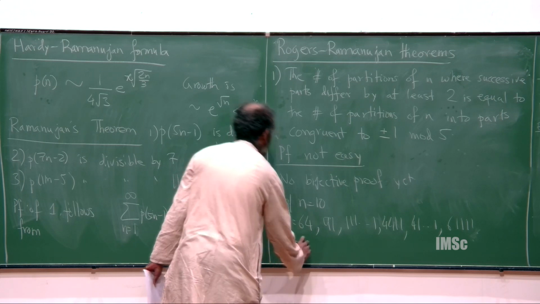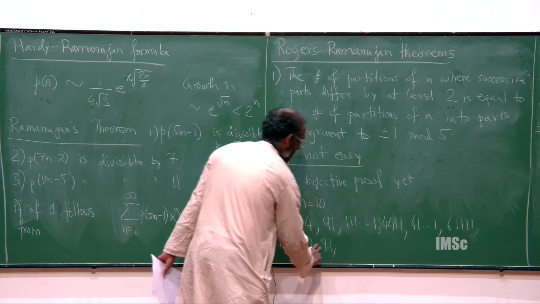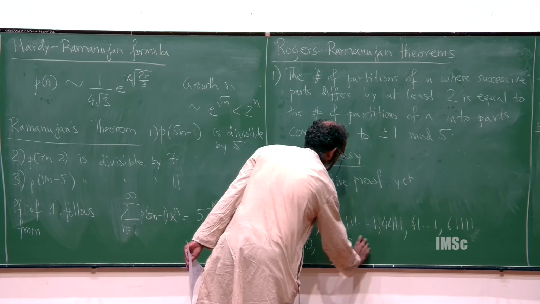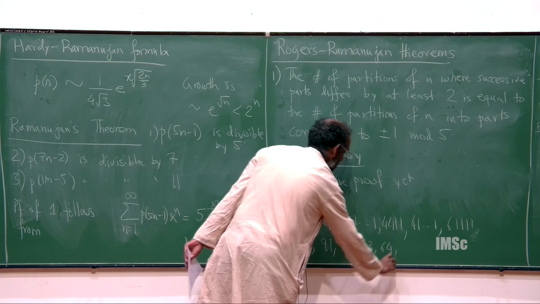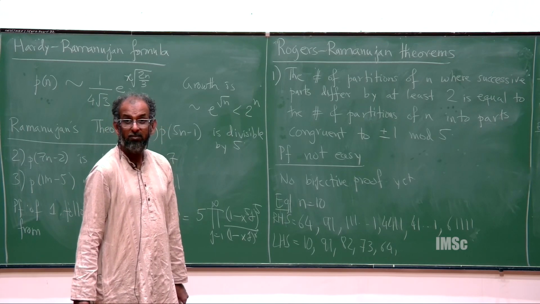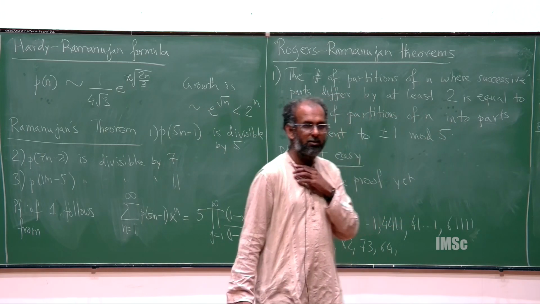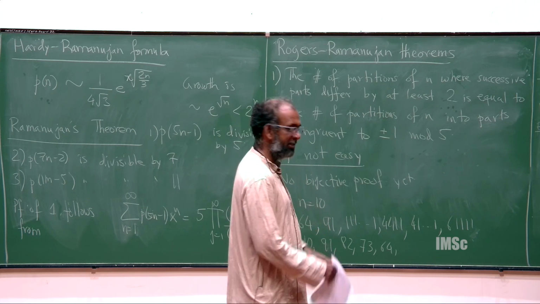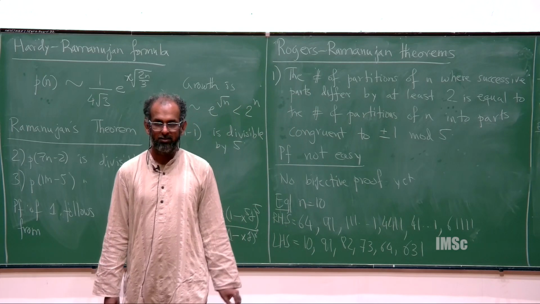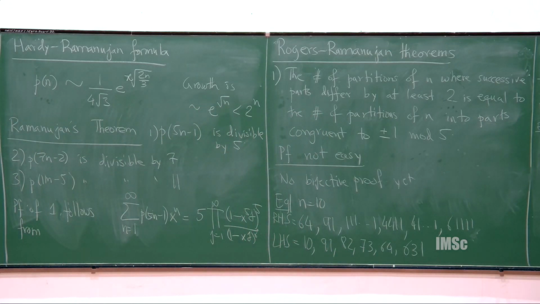And let's look at the left hand side. So I have 10, 9, 1. Right? Successive parts should have difference at least 2. But these are all okay. 8, 2, 7, 3, 6, 4. Anything else? 5, 5? No, difference should be at least 2. One missing, and the hardest one to find is 6, 3, 1. Okay. So then the numbers are equal. Okay, so that's all I wanted to say about partitions.